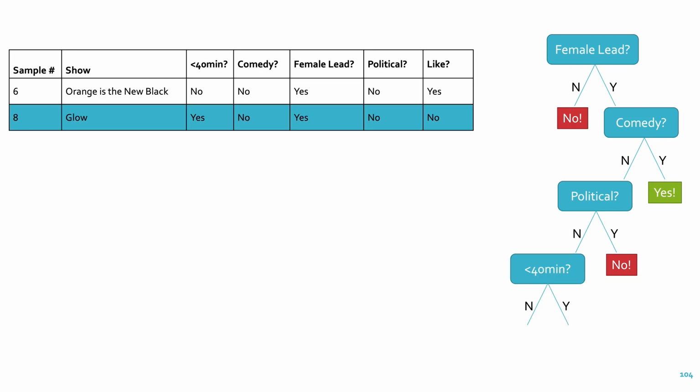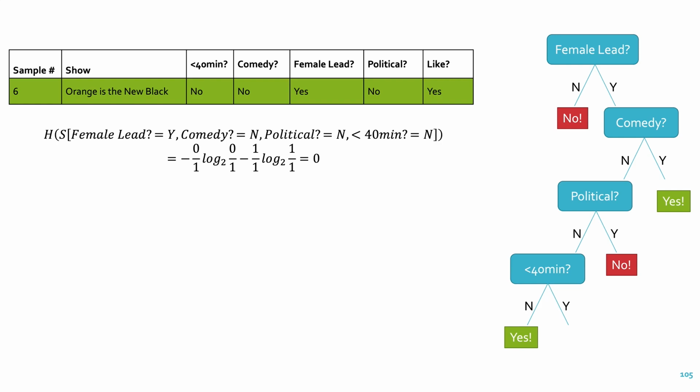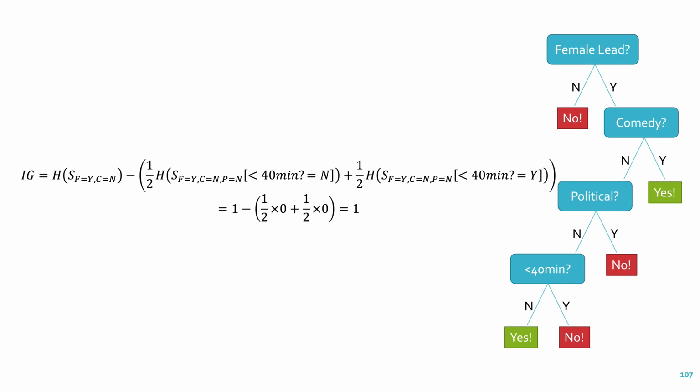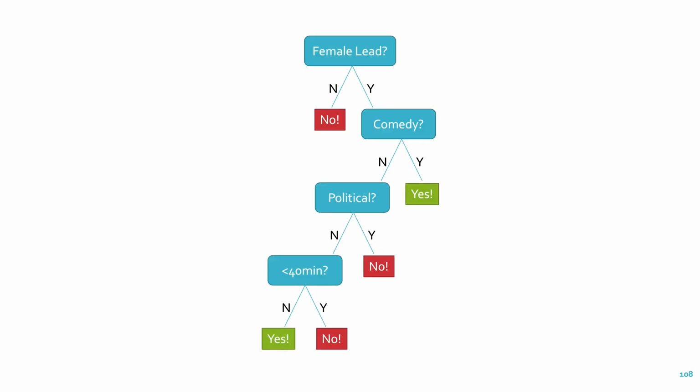Only 1 sample has a value of yes for less than 40 minutes. When less than 40 minutes equals no, there's 1 sample and it's labeled with yes, so we have an entropy of 0. When less than 40 minutes equals yes, there's 1 sample and it's labeled no, so we have an entropy of 0 here as well. Calculating information gain, we get 1, which is the maximum we could get. This means that everything has been perfectly classified and we can stop on this branch. This is our final tree. We ask about female lead, then we ask about comedy, then about political, and finally about less than 40 minutes.